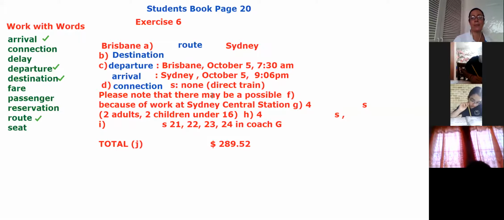Please note that there may be a possible, something can happen on the way. Something can happen. What can happen? A delay, a fare, a passenger, reservation, or seat. Something that can happen. There may be a possible delay. Delay. Possible delay.